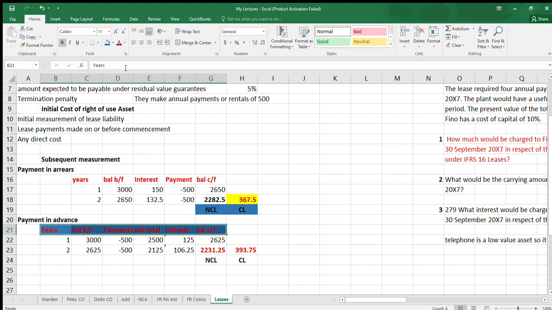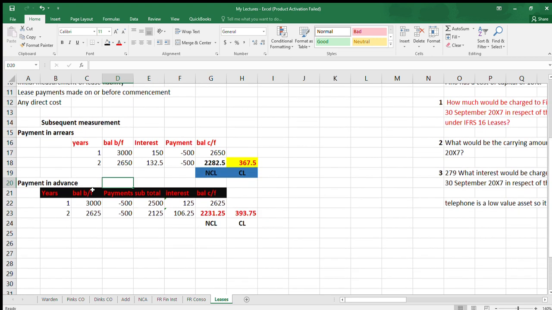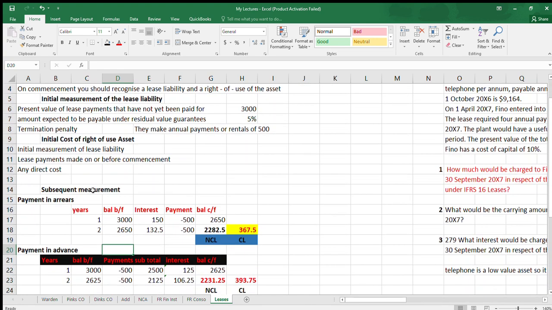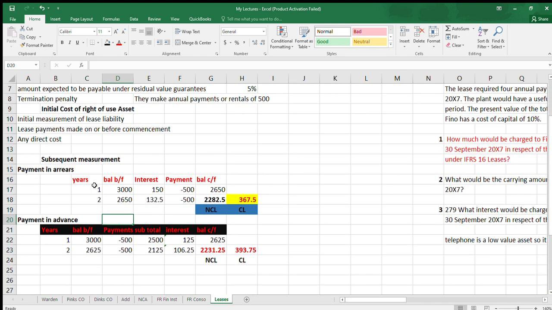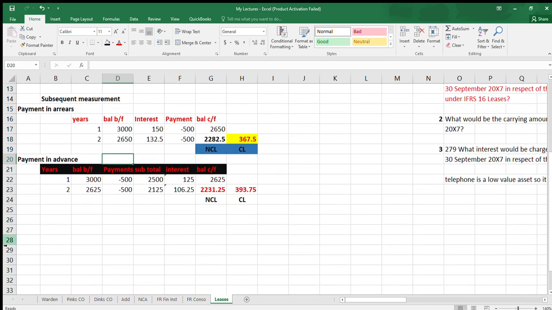Yeah, I like to color my words, so you know what I mean. So I like to highlight them. Okay, so that's all. So that's the subsequent measurement.